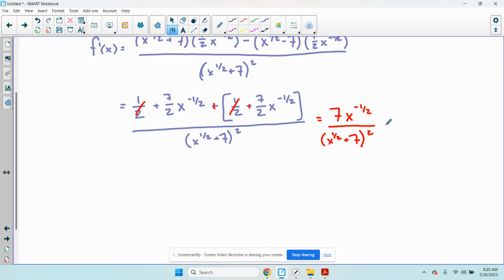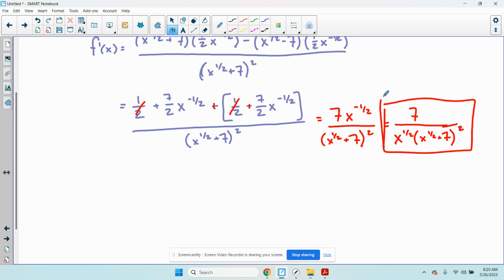Now, I guess the only addition you could make to this is putting this x to the negative 1/2 in the bottom. So this will be 7 over x to the 1/2, x to the 1/2 plus 7. You can't multiply through that because you're squaring that binomial. But I believe that's as pretty as that thing's going to get.